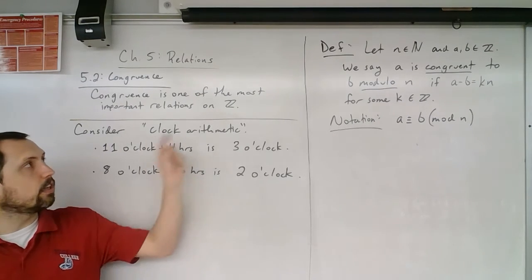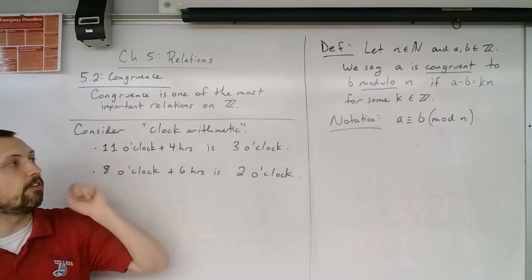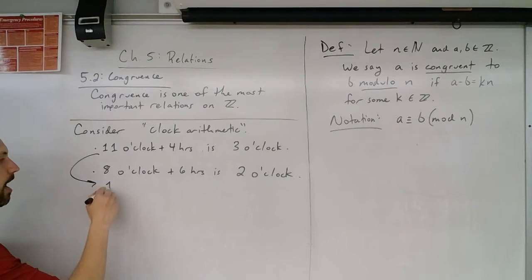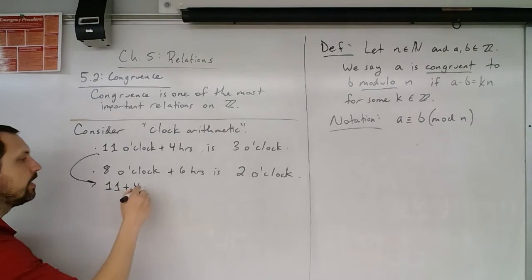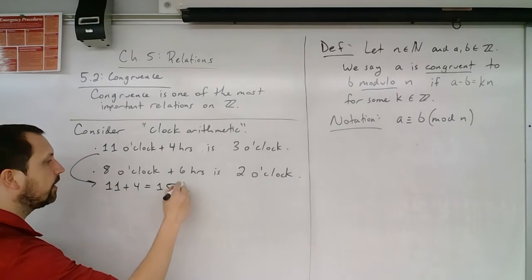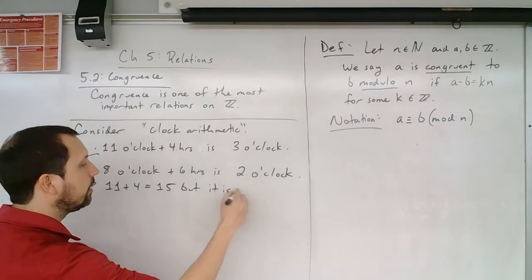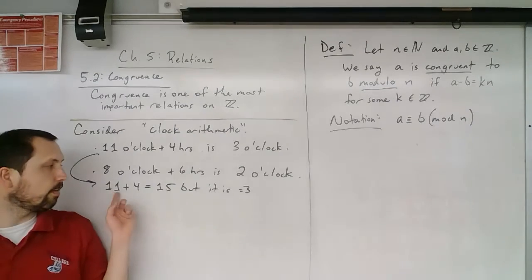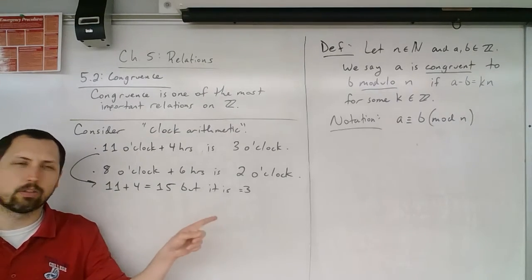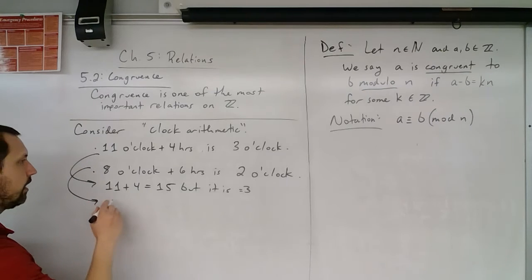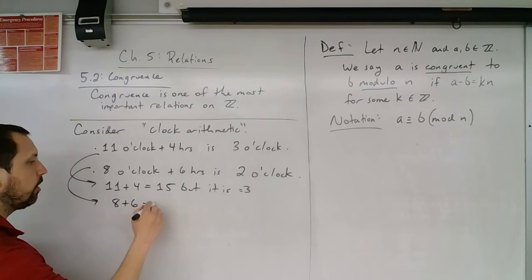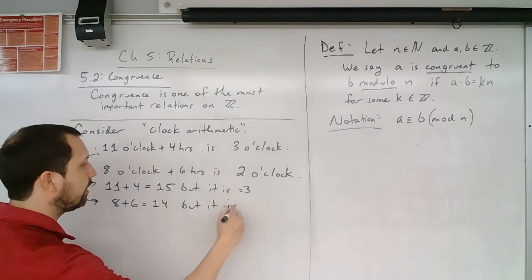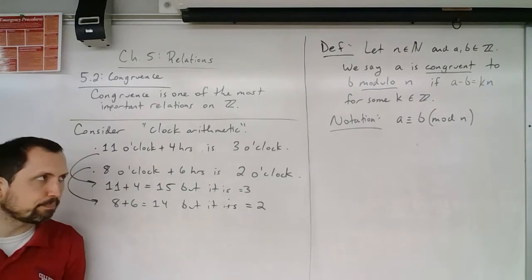Okay, so this clock arithmetic is going to motivate this idea of congruence. If we think about what's going on here, we have 11 plus 4. This is equal to 15, but it is 3. So this 11 plus 4 is 15, but instead we're actually saying that that's equal to 3. And then this one, we have 8 plus 6. Well, we know that that's equal to 14, but instead we're saying that it is equal to 2.